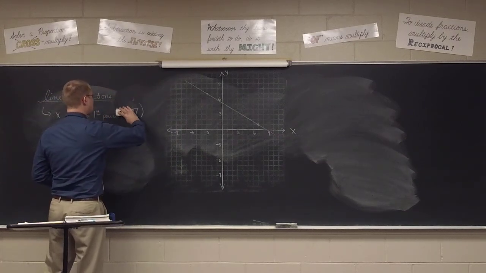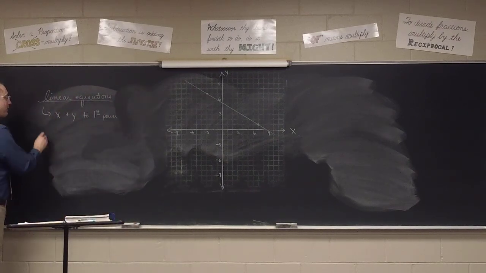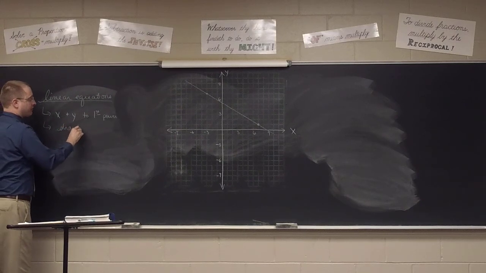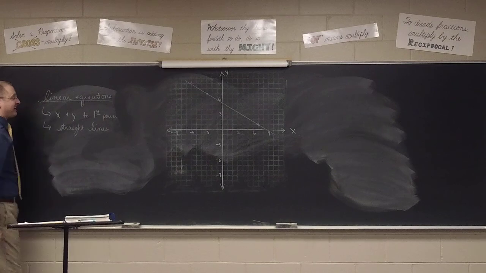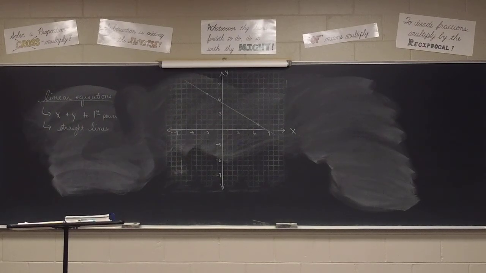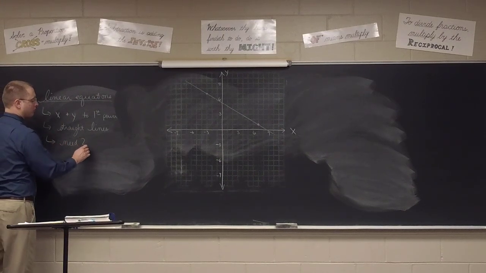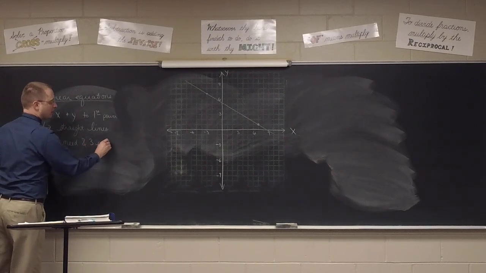I already referenced it, but if you'll jot this down, a linear equation is graphed as a straight line. Or since I went plural, I'll say straight lines. Linear equations are graphed as straight lines. And to graph linear equations, you need to, cross that out, put 3 points.